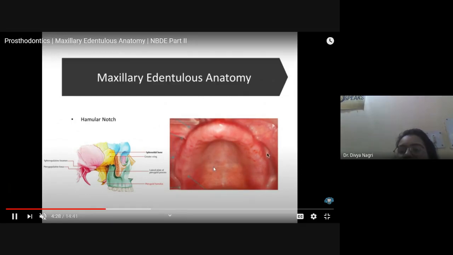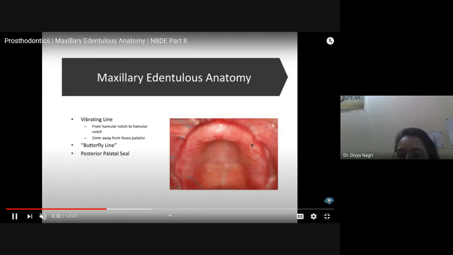These structures are very important to be understood, because if you understand these structures, then only you can record them in the impression. Then there is the vibrating line. The vibrating line is going from one hamular notch, this is one hamular notch, till the other hamular notch. Here will be your vibrating line. The vibrating line is something which goes from one hamular notch to the other hamular notch.